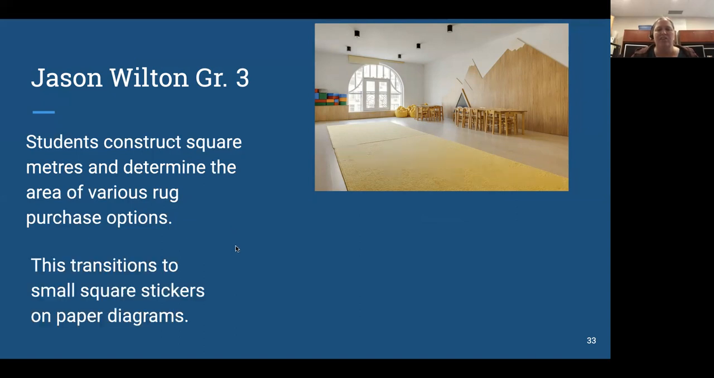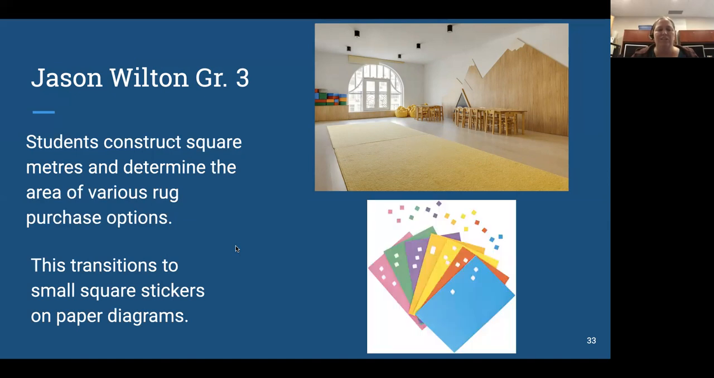Then he transitions it to small square stickers on paper diagrams, because he wants to be able to explore some other things that would be maybe too big for the space that he has in his classroom.